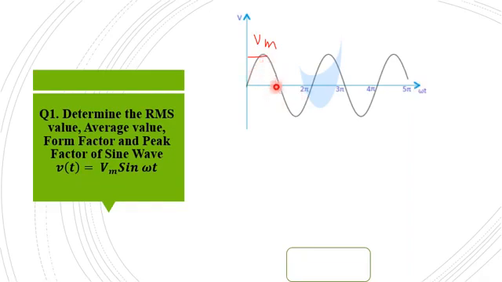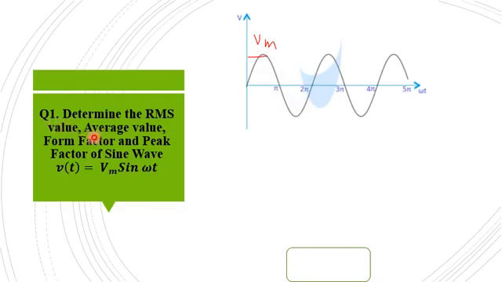Whenever we get a question, first of all we have to identify the cycle. So here we can see that this is cycle 1, this is another cycle. Then we need to find the time period. The time period is the time taken for completing one cycle. So here the time period for completing one cycle is 2 pi.